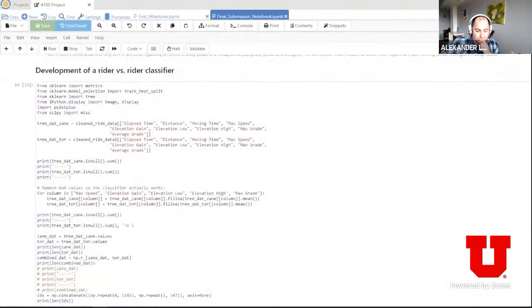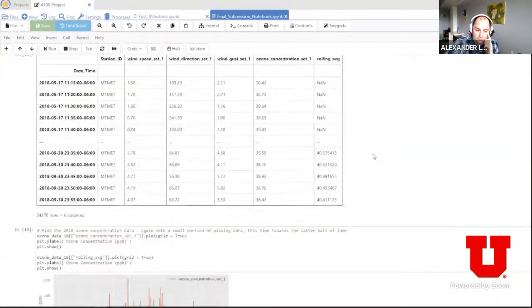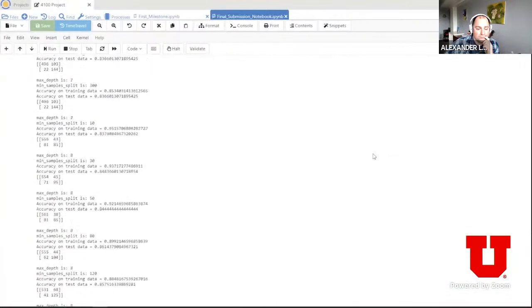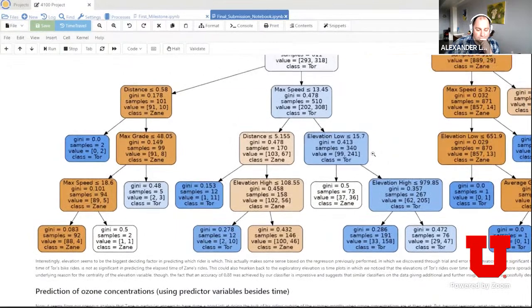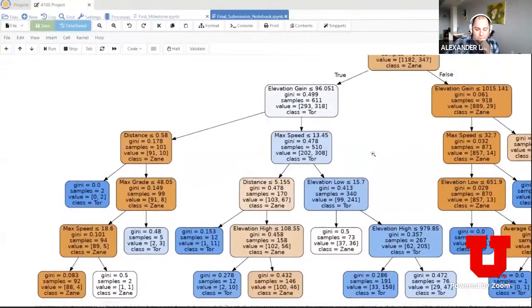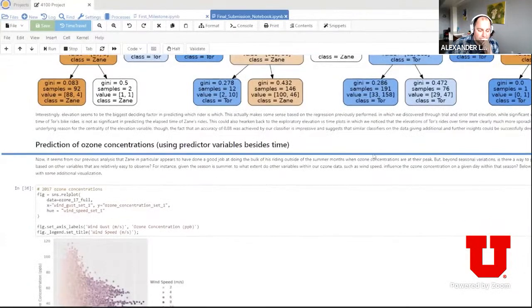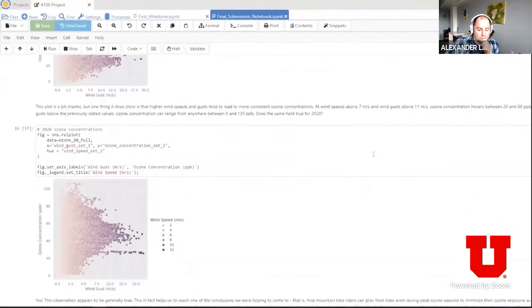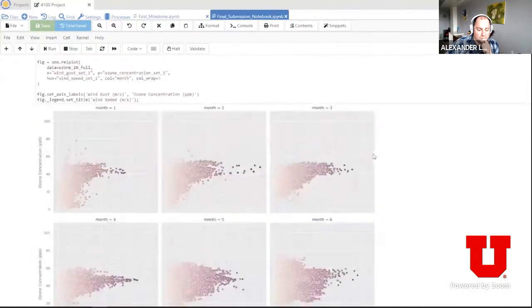So our exploratory analysis revealed that there are some fundamentally different patterns between Zane's and Tor's riding habits. And so for the first part of our additional analysis, we decided to build a decision tree classification model to see if there were actually significant differences. And it turns out there were. We got an accuracy of about 88%, which is really good. We also wanted to develop better ways to predict ozone levels. And so we first made these seaborn plots, and the main thing that they showed us is that higher winds tend to stabilize ozone concentrations.